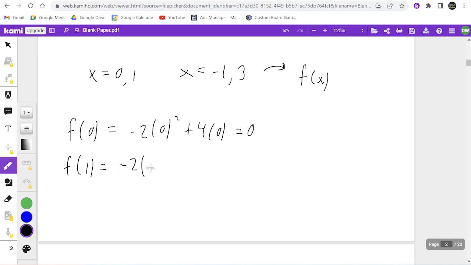That's going to be -2 times 1 squared plus 4 times 1. I had to be careful there. I can't just assume it's the same function. The reason why it works is because 1, again, is greater than 0 in terms of my piecewise function. That's going to give me +2.